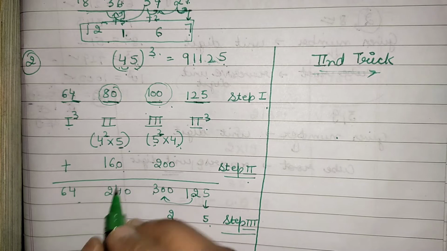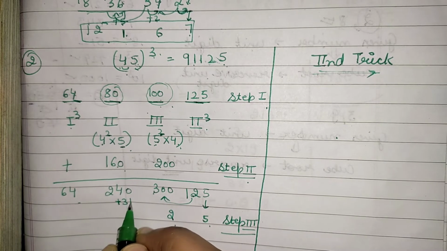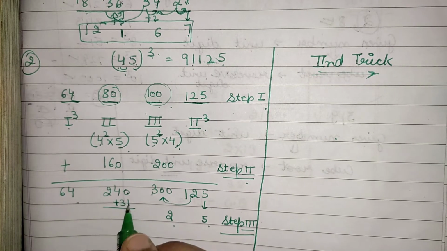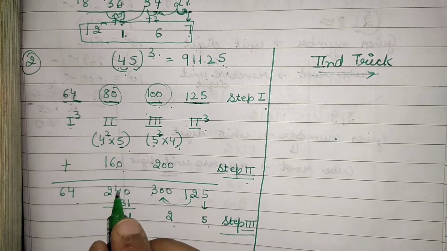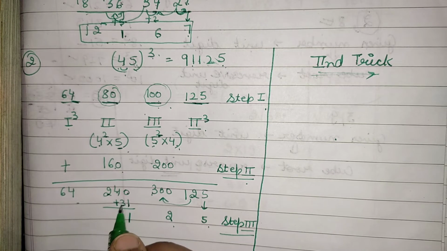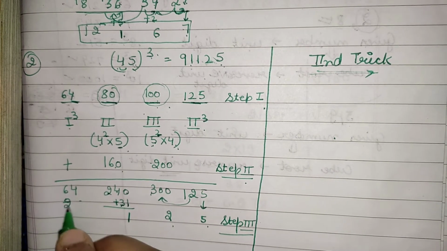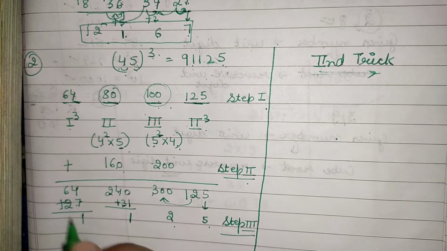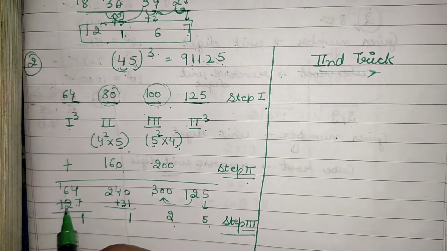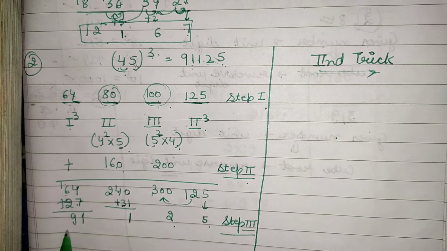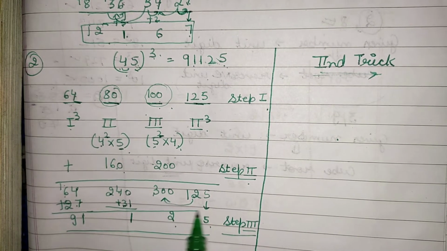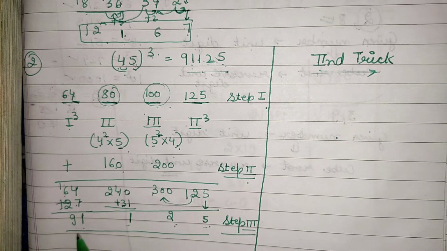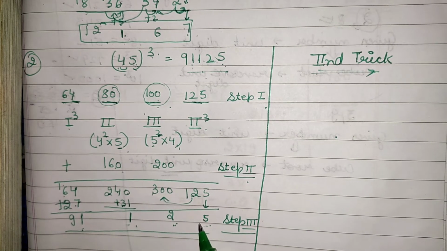So 2 will be here, and 31 will be my carry. So 0 plus 1 will become 1, and 24 plus 3 will become 27. So 27 will be my carry for this place, and it will give me my final answer. 4 plus 7 is 11, 6 plus 2 is 8, and 8 plus 1 is 9. So you can see that I have already written the answer: the cube of this number is going to be 91125.